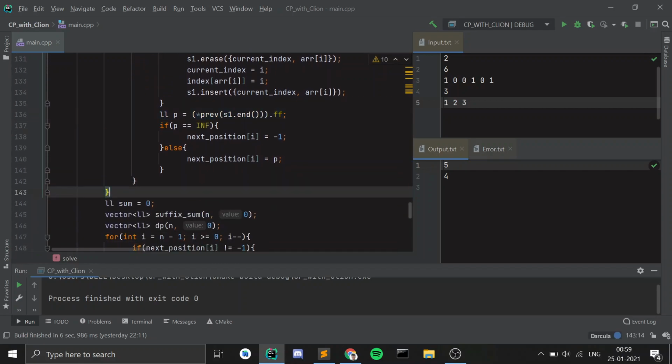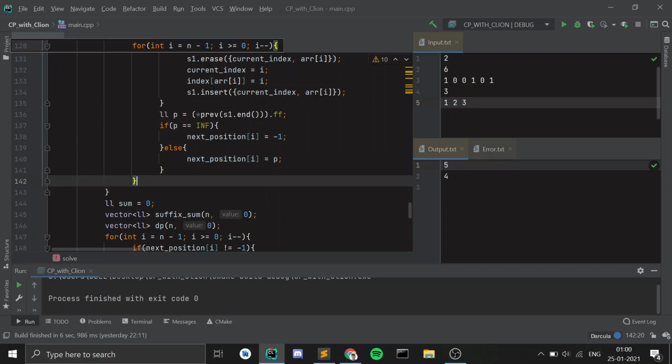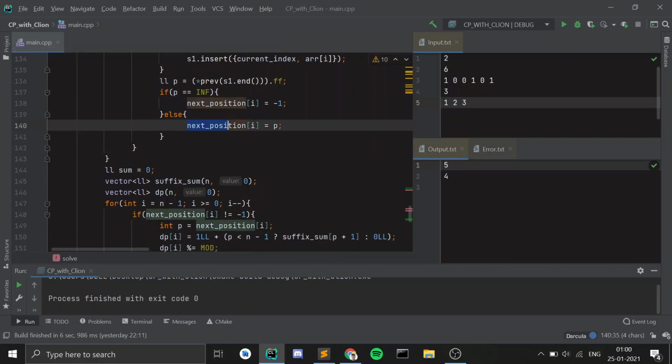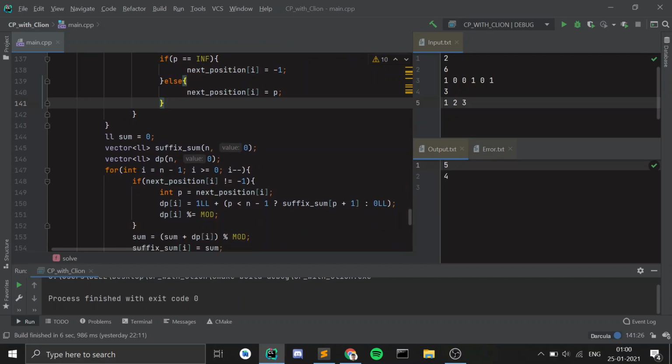Right, and as I told you, I'll extract the very last value of the set, and this is how you can extract the very last value of the set. And if it is equal to infinity, that simply means that you cannot encounter all the 0 to m minus 1 values still here. And in that case, your next position is -1, signifying that if you start here, you cannot end your segment anywhere. Right, and similarly, if that is not equal to infinity, then you mark it as p.